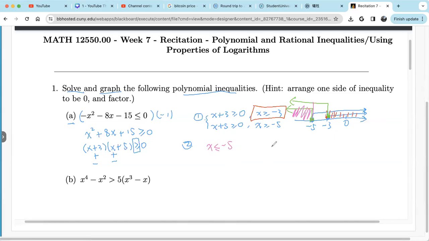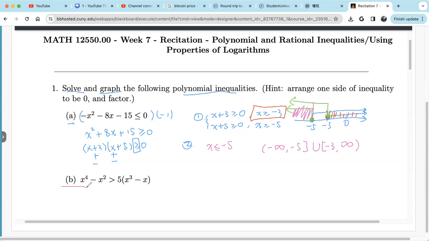So we have 2 solution sets. If we want to use interval notation, that's from negative infinity up to -5, including -5, union, including -3, up to positive infinity. So that's the first solution.